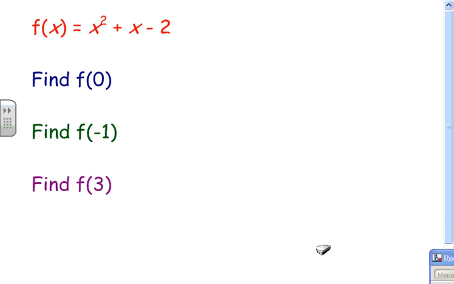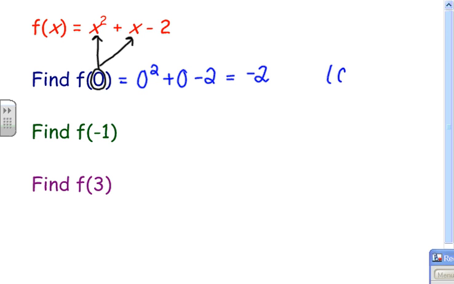The first thing we want to do in this problem is find f of 0. So we'll substitute 0 into the equation for x. This gives us 0 squared plus 0 minus 2, which is equal to minus 2. The point (0, -2) will be on our graph.